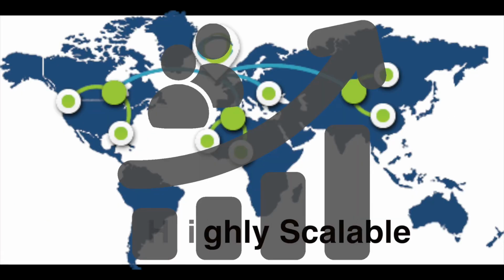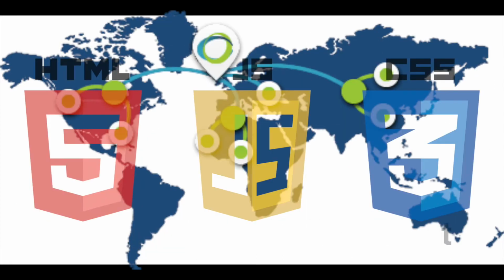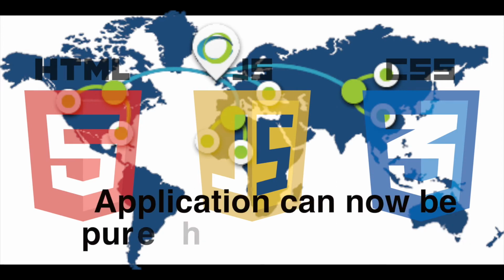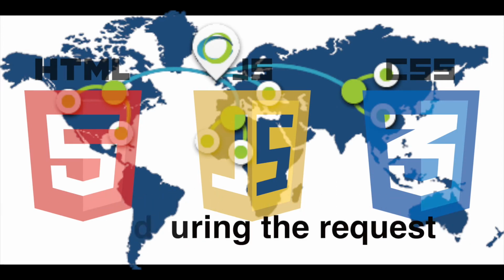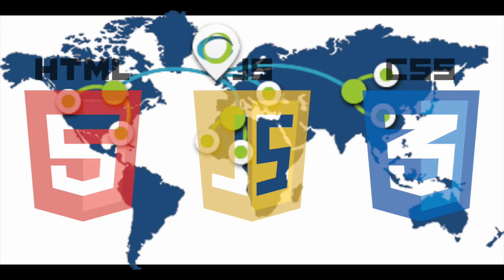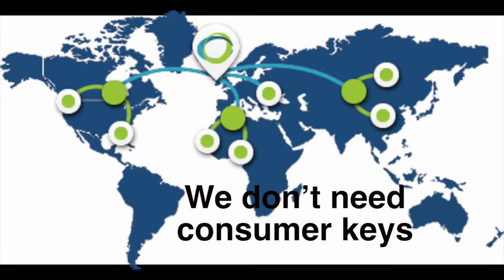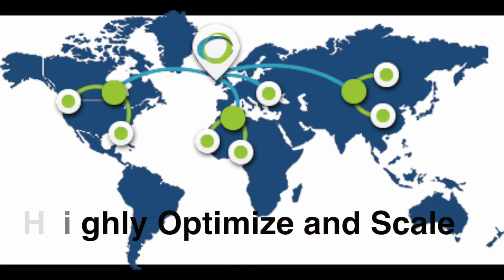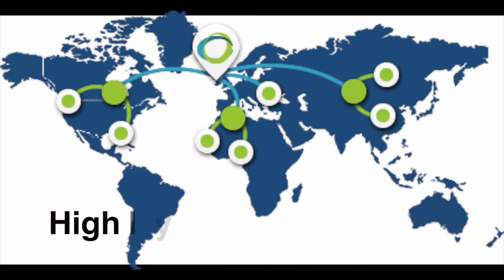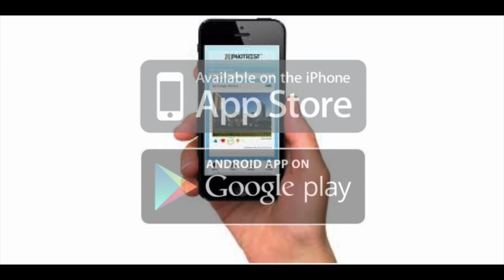DTRelay is highly scalable. Because our applications can now be pure HTML and JavaScript, it contains no other logic. There is no assembly during the request. There are no config parameters that get sent over the wire. We don't need consumer keys. Everyone gets the same copy, which causes us to highly optimize and scale. All the server needs to do is fire the same sequence every time.